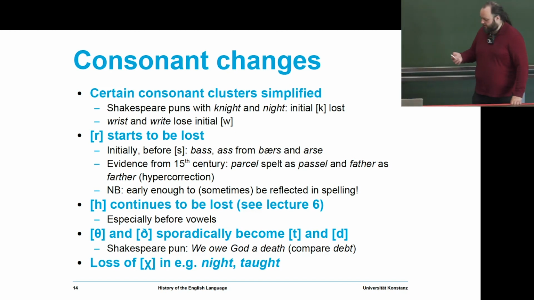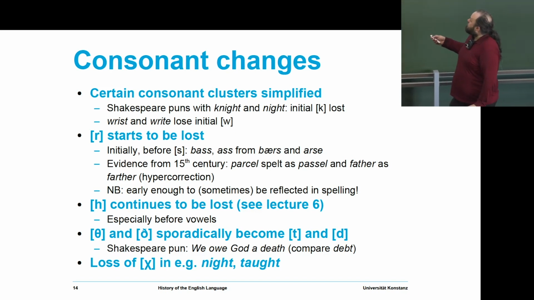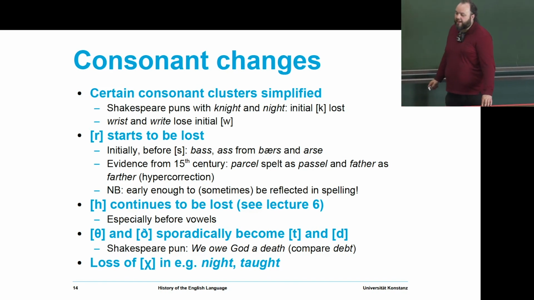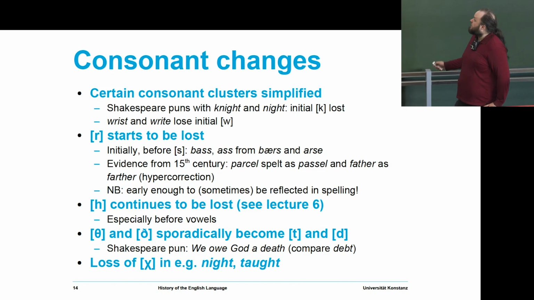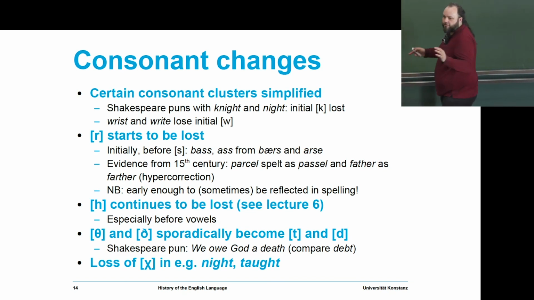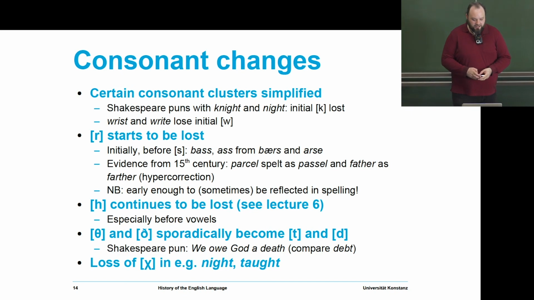Down here, "we owe God a death." This actually shows that for Shakespeare, death and debt must have sounded the same. And in fact, this is a change that isn't reflected in the modern language, but this word would have been pronounced something like "debt" with a t, just like this one here. Incidentally, this B here is complete nonsense. We'll see more about this later on. It's not pronounced, it's just a load of rubbish, and you have the early modern people to blame for that. But we'll get to that part.